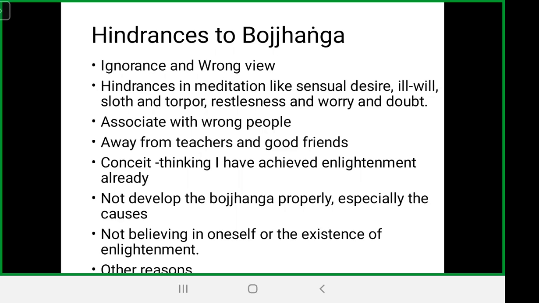Last time we were talking about the 7 Visuddhi, the one like Maggamagga-ñāṇadassana-visuddhi. Somebody might think that they walk on the right path. They think that they have already attained enlightenment. They see all the joy and happiness, so they stop there. They think that they have reached enlightenment already. So this concept will stop them from progressing further and from developing the bojjhanga properly, especially the causes. And not believing in oneself means that they don't believe in themselves, so they don't make proper effort. And they don't believe in the existence of enlightenment. And maybe there are other reasons. So this one causes it.